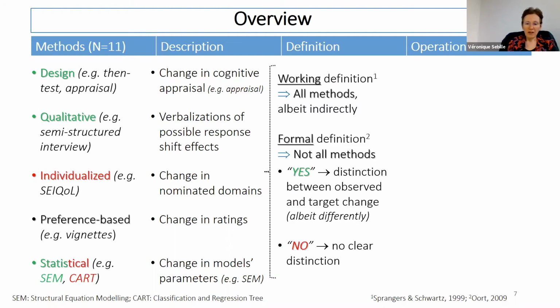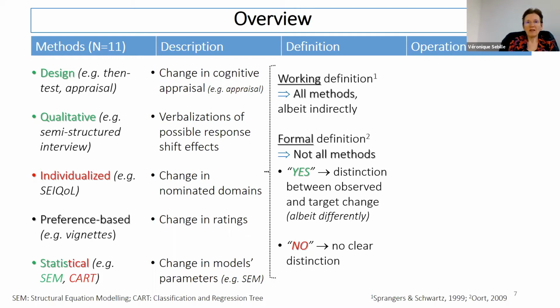We could see that all methods seem to be using the working definition proposed by Sprangers and Schwartz, albeit in an indirect manner, that is by inferring it from data. And we could also notice that not all methods used and operationalized the formal definition.